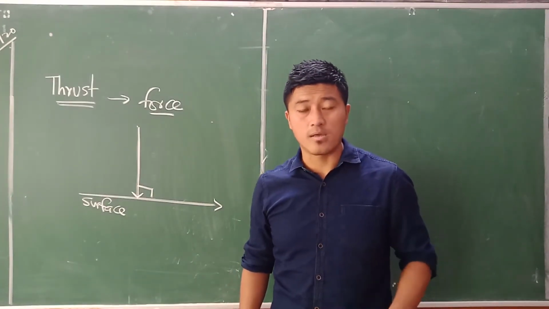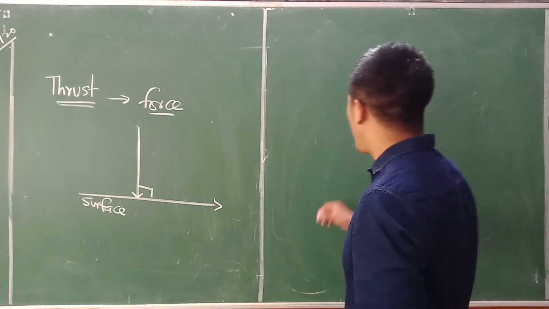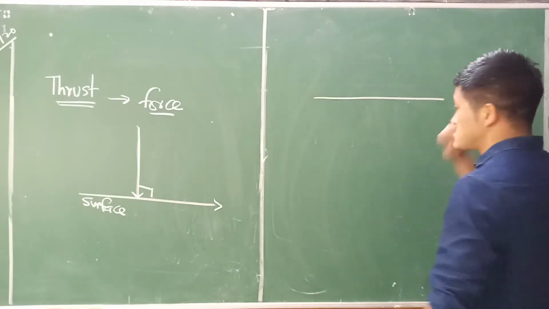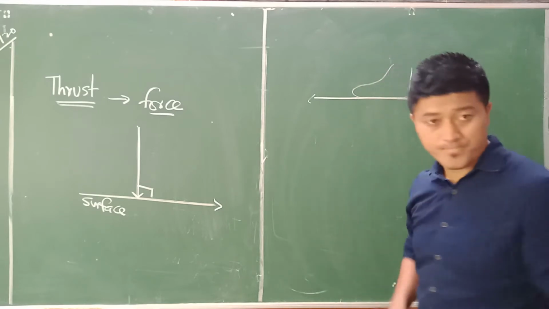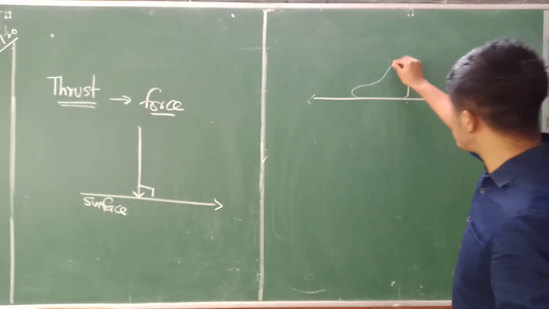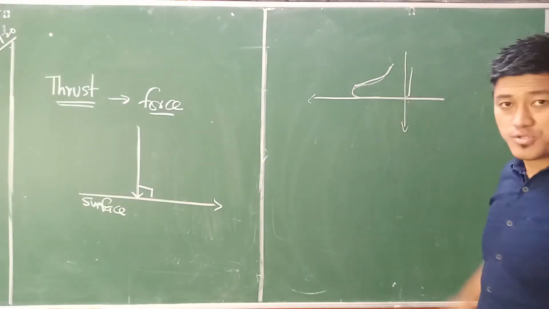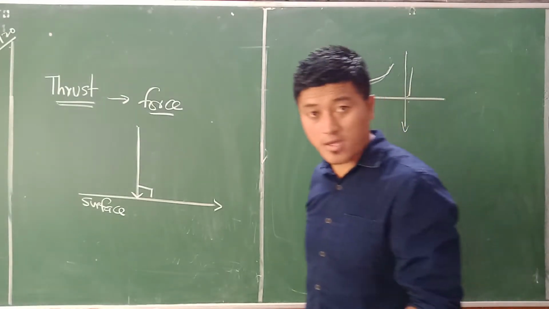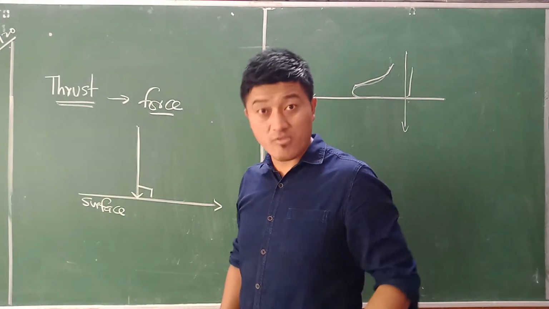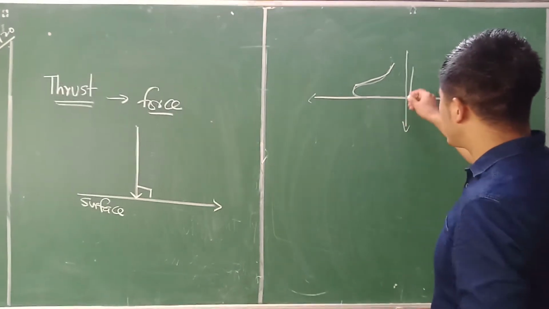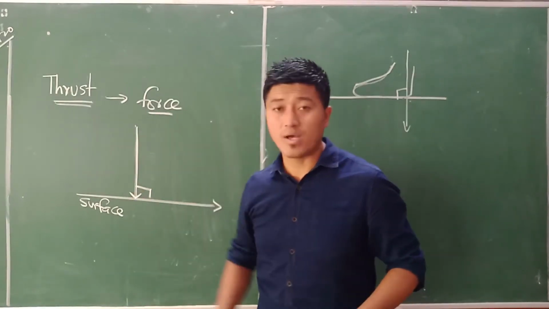Now let me think of one example here. Let's say this is the ground, and there is a person wearing a shoe. This is the foot of the person, and he is applying force in a downward direction. For example, when we walk, we are applying the force on the ground in the downward direction so that we can stand. So this force forms a perpendicular angle with the surface, and this kind of force is what we refer to as thrust.